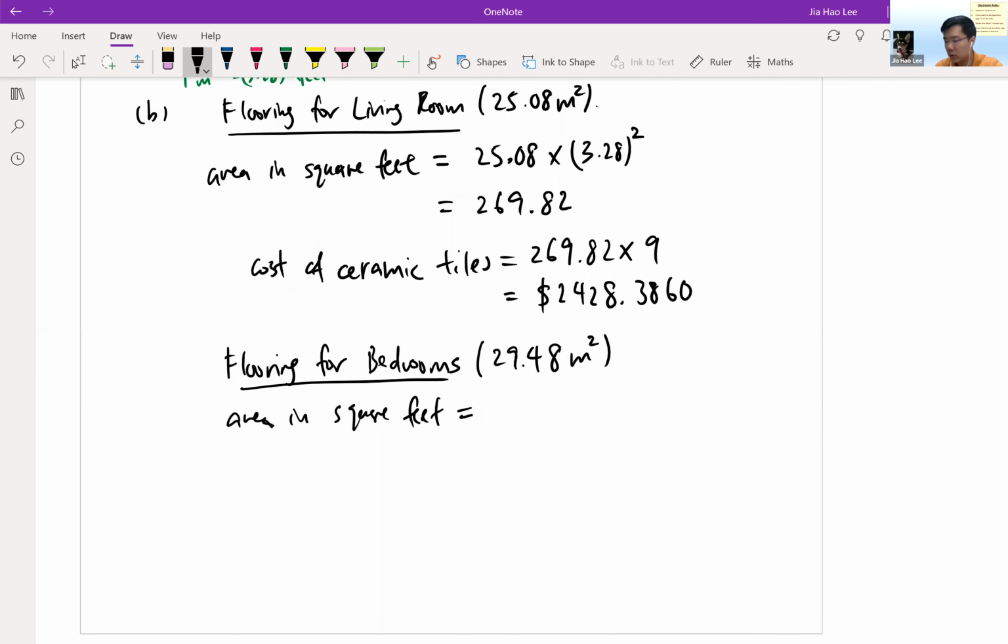Now this will be equal to 29.48 multiplied by 3.28 square. Oh wait, sorry, I keyed into my calculator wrongly. Let me just double confirm that this is 317.157. So it's writing a few more decimals.